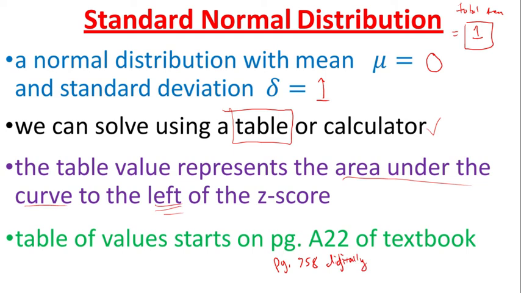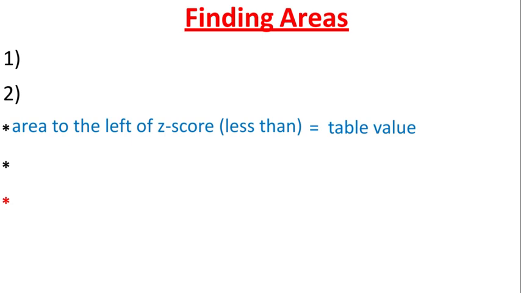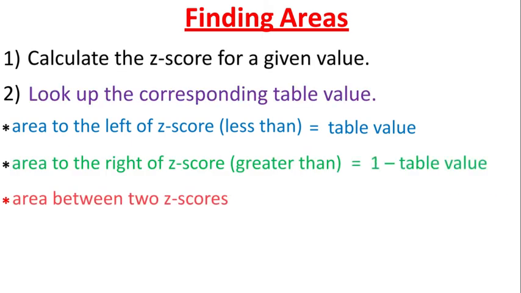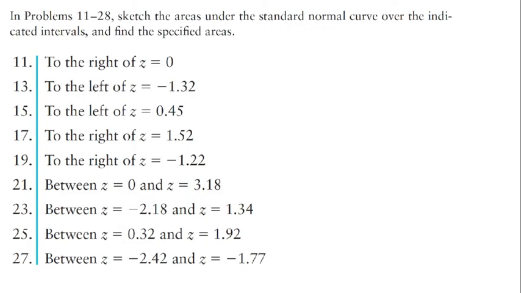And we'll talk about how we're going to interpret that in just a sec. All right, so how to find an area. We're going to be doing some problems in just a second here out of your textbook, and this is going to be what your assignment's going to be like. We're just going to be finding areas to the left, to the right, between different z-scores. And then in the next lesson, we'll talk about some practical applications of this.